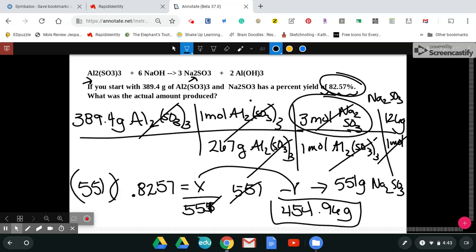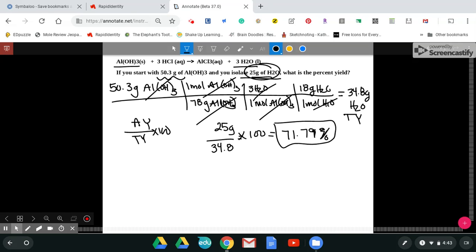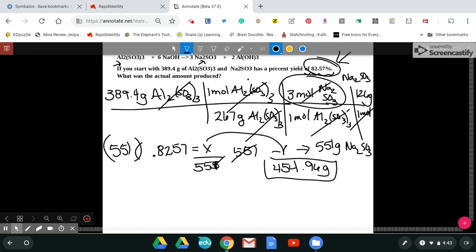So sometimes you're going to be given the percent value. Other times you're going to be given the actual yield. So you're going to be doing one of two things: determining the percent or the actual yield. The theoretical yield you will always have because you're going to calculate it. It just depends on whether you have the percent or the actual yield, which determines the type of problem you're going to do with percent yield.